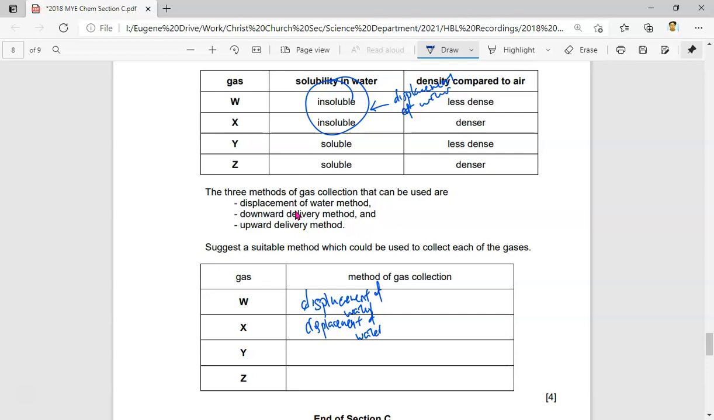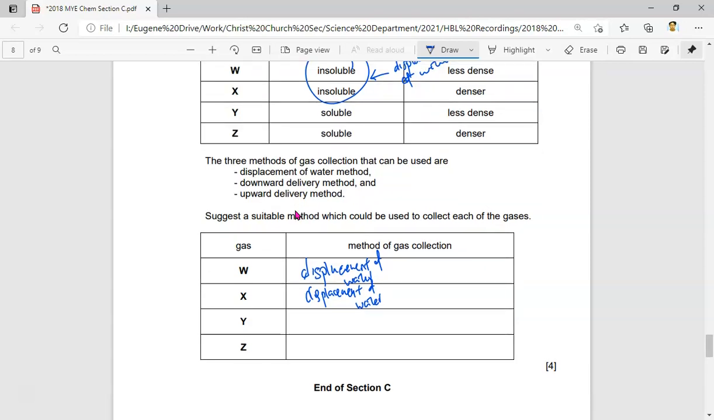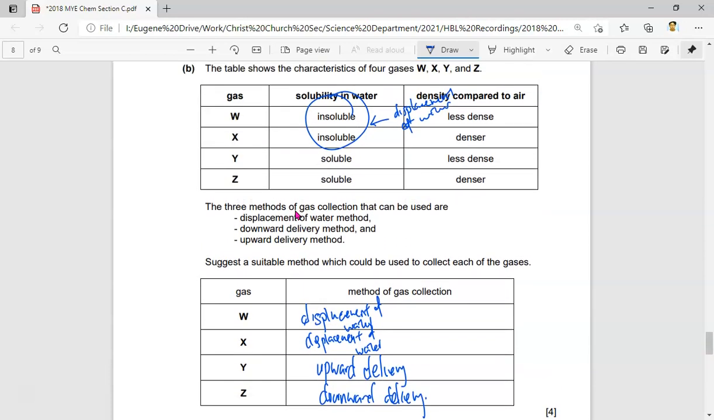Hence, I need to look at the density compared to air. If the density is less than air, it means that when I put it with air, it will rise. So I need to use upward delivery for Y. For Z, which is denser, I'll use a downward delivery. Now, if I never use displacement of water, can I talk about upward and downward? So W, since it's less dense than air, I can also use upward delivery. For X, because it's denser, I can use downward delivery for it.